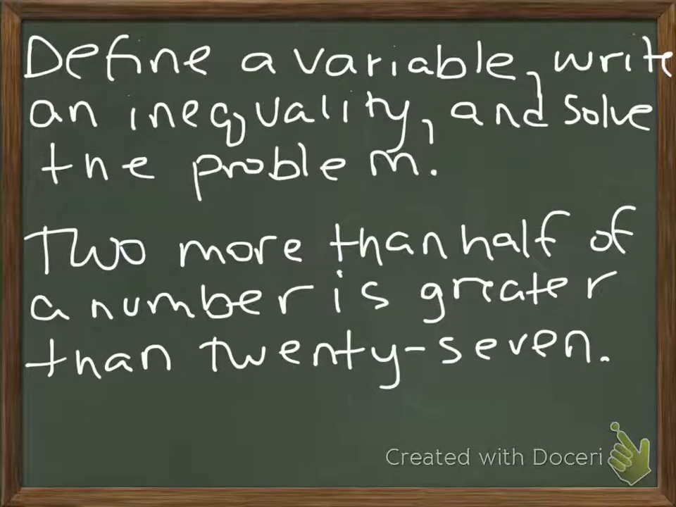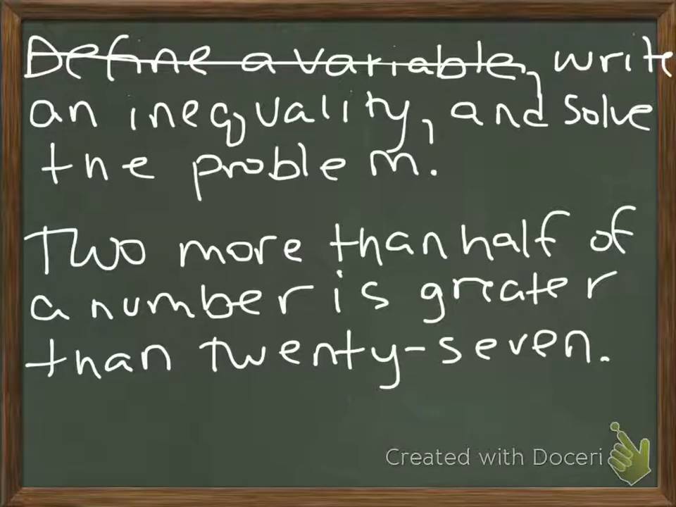The next one asks us to define a variable, write an inequality, and solve. Really, the define a variable part is just making a variable for the problem, but it's part of the writing the inequality part, so you really can ignore that step. So we're writing this out as an inequality, and we're going to solve it.